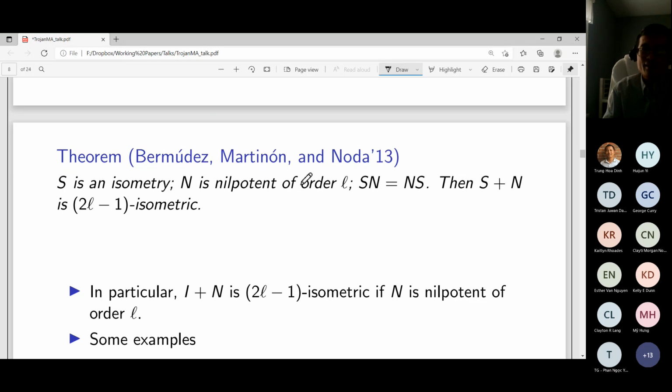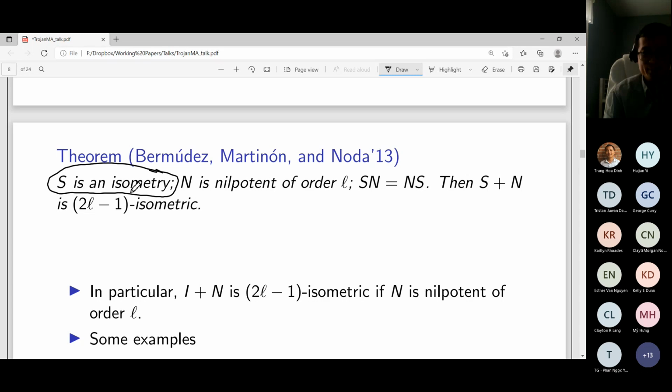So I saw a paper by Bermudez, Martinez, and Noda, these Spanish mathematicians. And in that paper, they prove the following. We begin with S, an isometry. Before we saw the identity, right? But the identity is just a very trivial isometry. In the theorem, they have a general isometry.